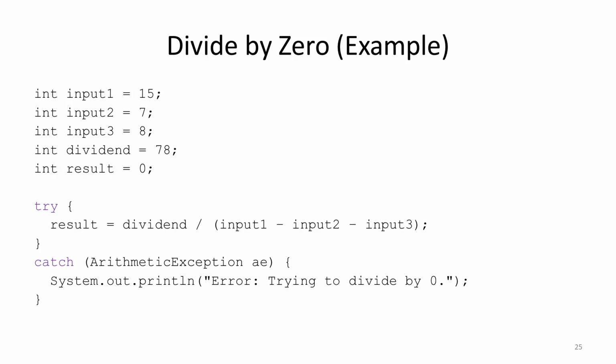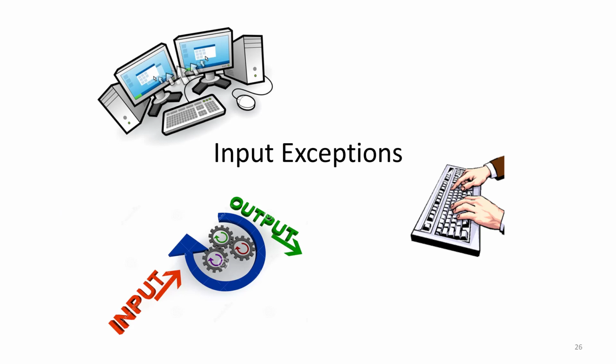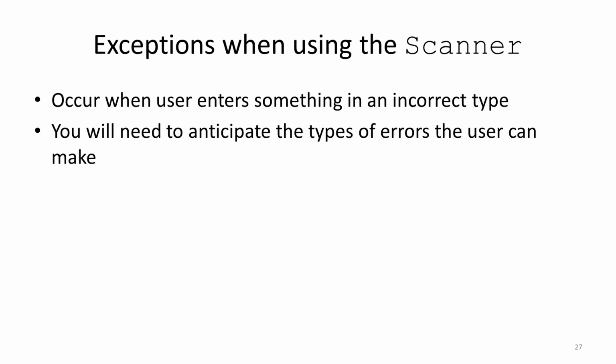Alright, so this is just one exception, the arithmetic exception. It happens when there's some kind of error during arithmetic. What about when we ask the user for input? Let's take a look at input exceptions. Exceptions that are thrown when using the scanner. These occur when the user enters something in an incorrect type. So the scanner is expecting the input in one type, but receives input in another.